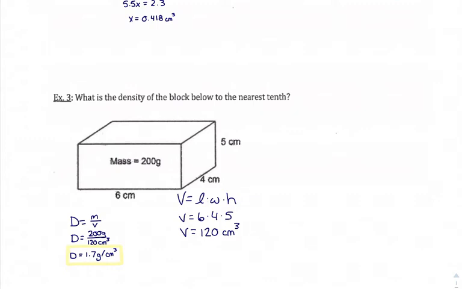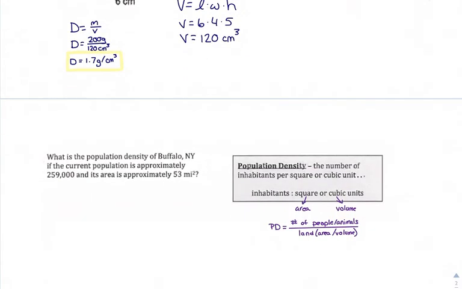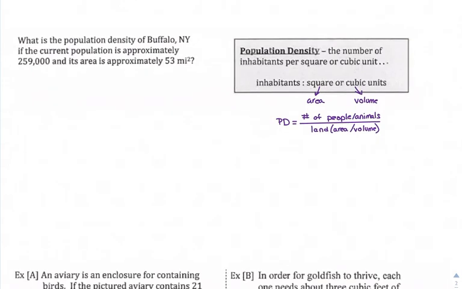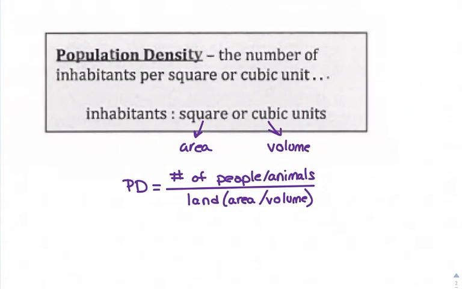So that's regular density. Now let's go on to population density. Population density just means taking a number of people or animals or trees and dividing it by the land. So it could be the area or the volume depending on what it's giving you. Of course, if it's giving you a 3D object like a cube, you're going to do volume.